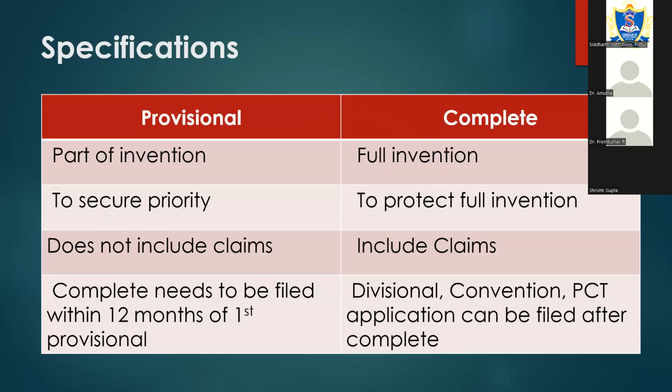Suppose new matter is being submitted in the complete, then you get the priority date of that. A provisional will not include the claims, whereas the complete has to include the claims. Because it is complete protection and you are asking for legal protection, the complete specification should include the claims, but the provisional need not. But whatever claims you make in the complete, the priority date will be the date of your matter disclosed in the provisional.